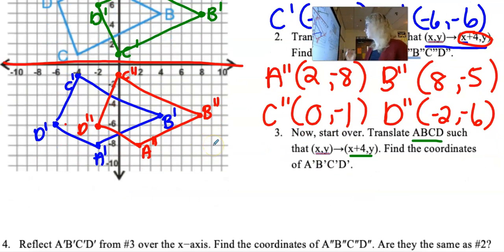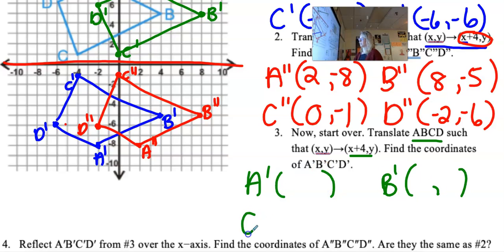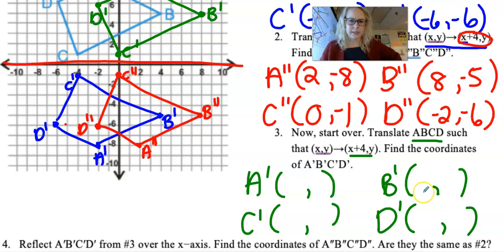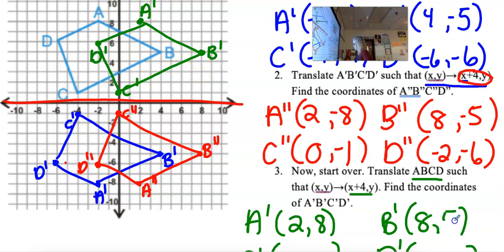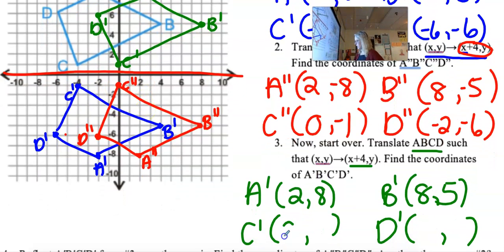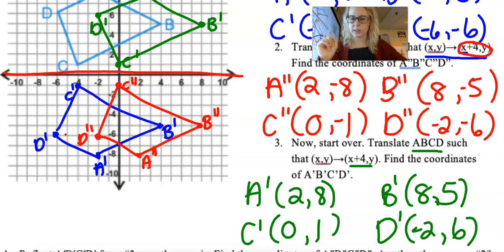So I'm going to write my coordinates first. A prime, B prime, C prime, D prime. All right, let's go A first. So A is at (2, 8). B prime is at (8, 5). C prime is at 0 for the x, positive 1 for the y, since it went up 1. And then D is at (-2, 6). Okay? All right. So I moved my shape to the right, didn't move it up or down.